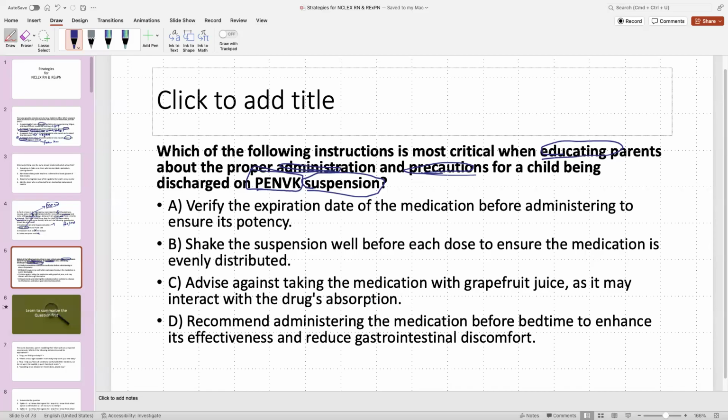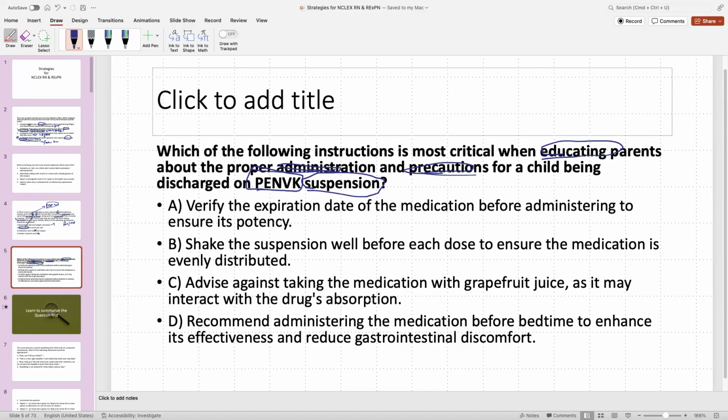Verify the expiration date of the medication. I don't have any intention to teach you about PNVK suspension. That's why I have never taught it; I haven't even heard about PNVK suspension. Go ahead. Verify the expiration date of the medication before administering to ensure the potency.